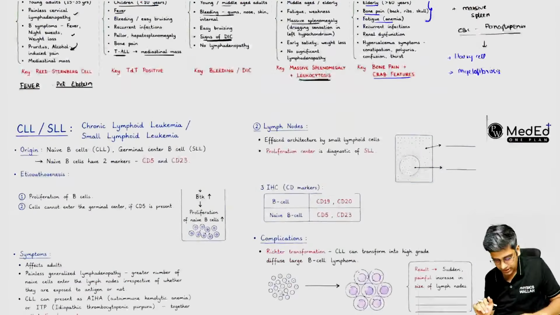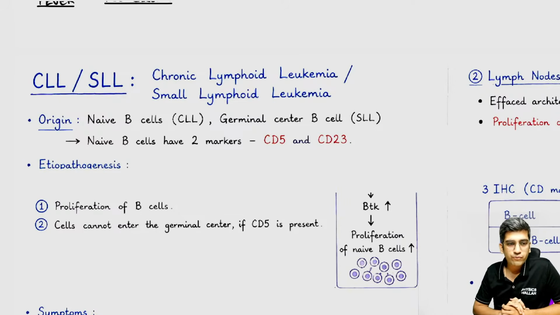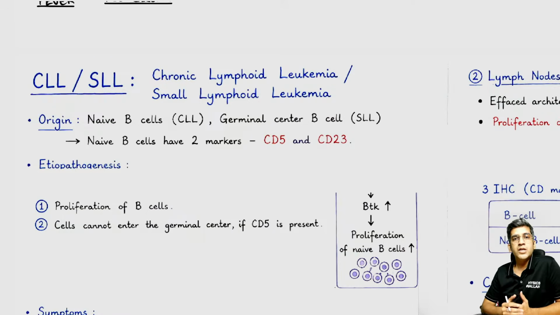The first thing is about CLL, chronic lymphoid leukemia, or small lymphocytic lymphoma. I've given you a template in the regular classes, right? The history batch. We need to know about the origin, the etiopathogenesis, then the microscopy, CBC, lymph node, and the markers, and complications and prognosis, if you know anything about them, right? Same template is what we're going to follow here as well.